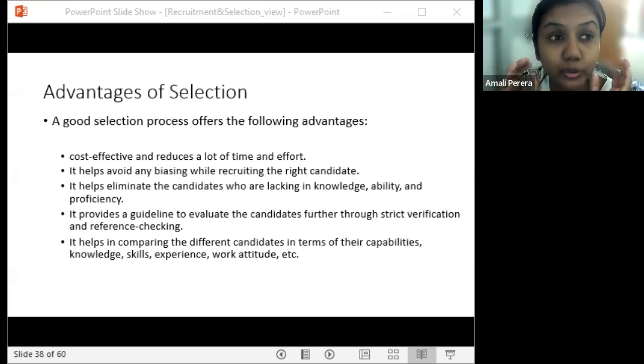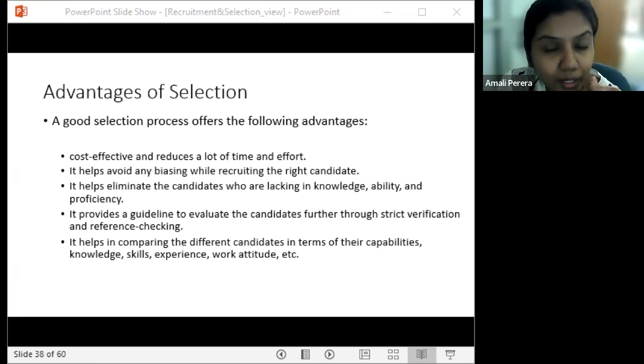In order to have a good selection, once we follow the correct procedure, it will avoid biasness. When an employee is selected properly according to the qualifications and the company's requirements, there won't be any biasness among the other people.